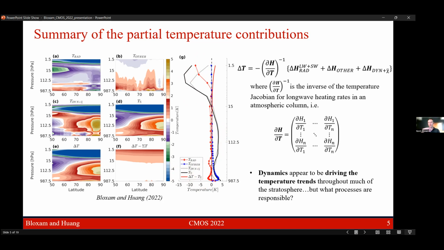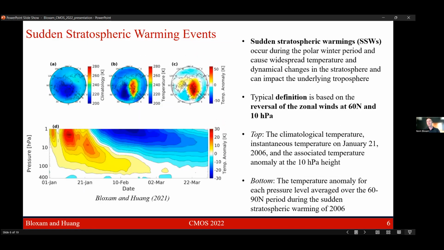So now that we've established that dynamics appear to be driving the temperature trends throughout the stratosphere, that's okay, but is there perhaps some underlying process that is ultimately responsible for this? And here we go with the sudden stratospheric warmings.